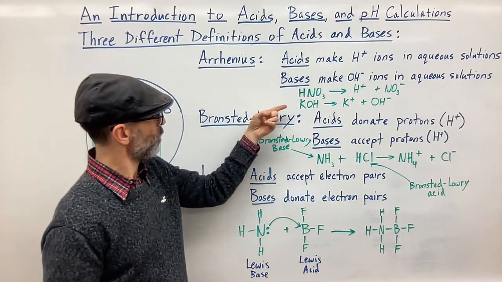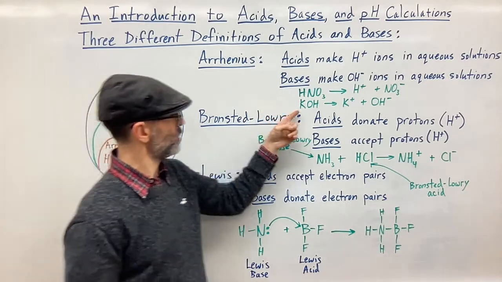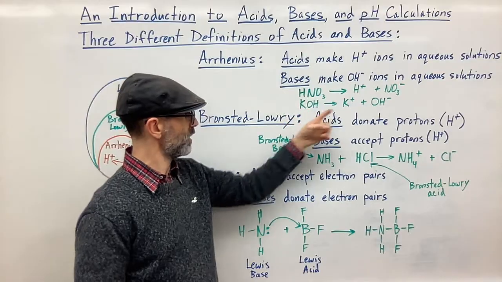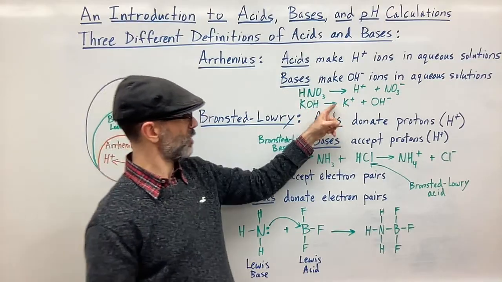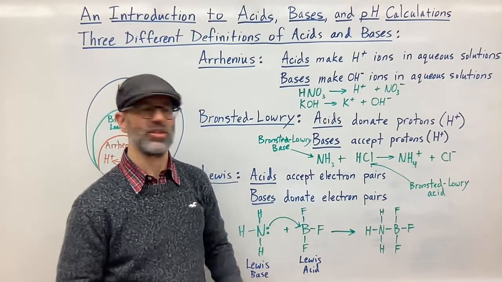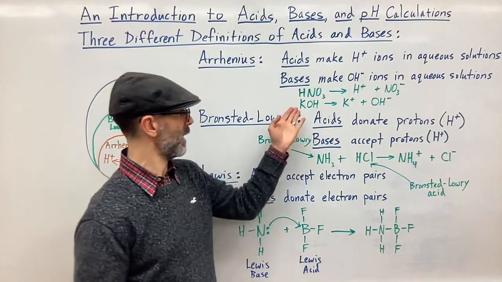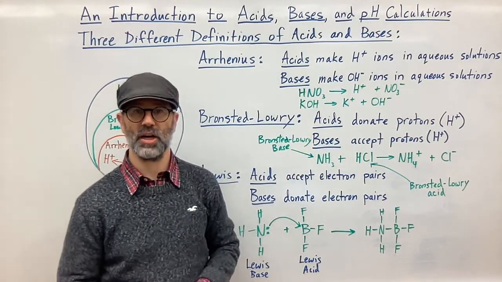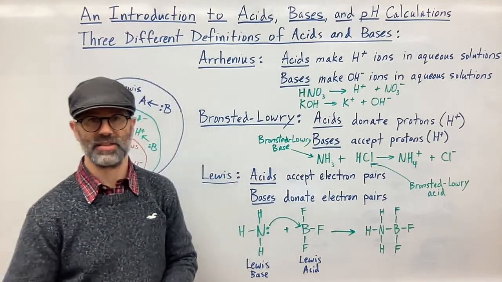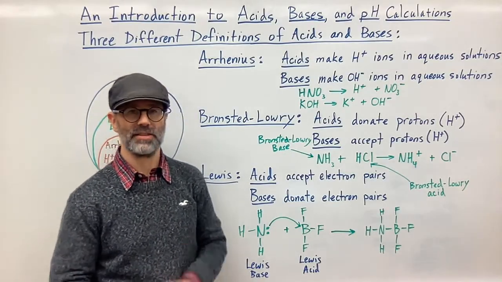For the base, you have KOH. KOH is going to dissociate into K plus, your potassium ion, and your hydroxide ion, your OH minus. Because this is producing OH minus, this is a base under the Arrhenius definition of acids and bases. So what about the Bronsted-Lowry acid and base?